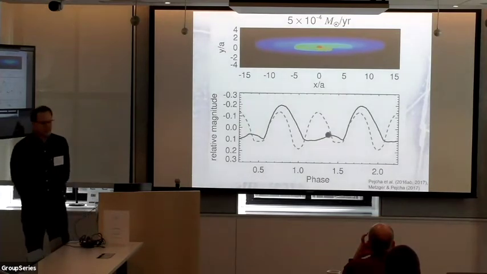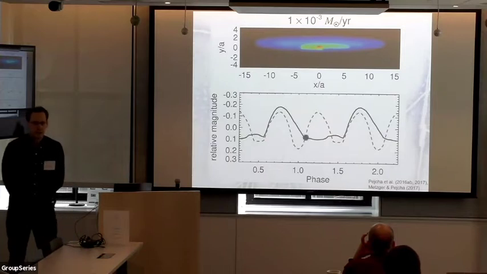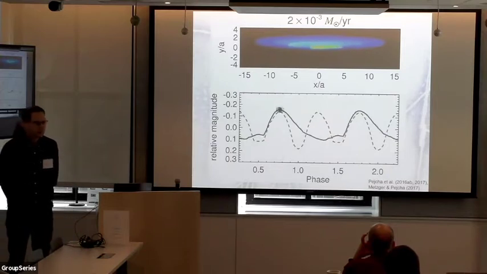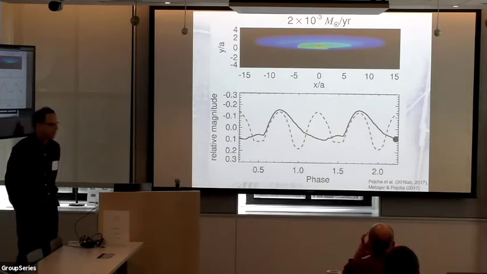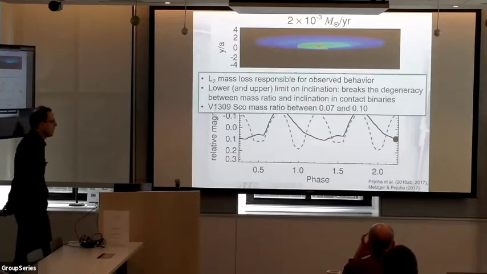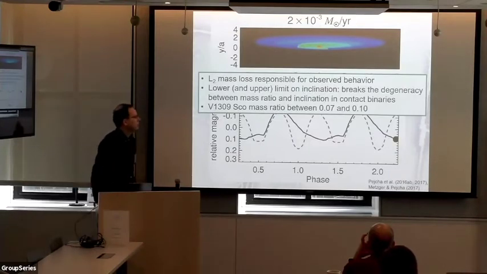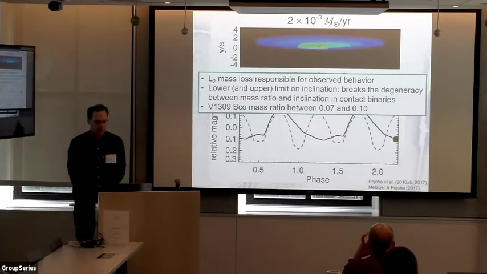You can see that as M build increases, we naturally get the transition from double hump curve to a single hump curve as the system loses this mirror symmetry with respect to the binary axis. So I think this is pretty suggestive that L2 mass loss was responsible for the observed behavior.